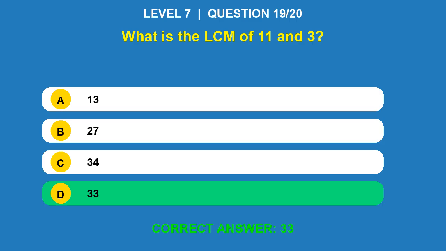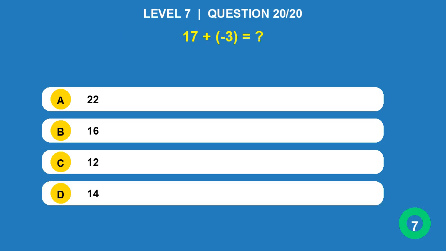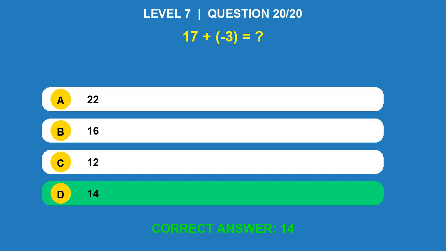Answer is 33. 17 plus minus 3 equals? Answer is 14.